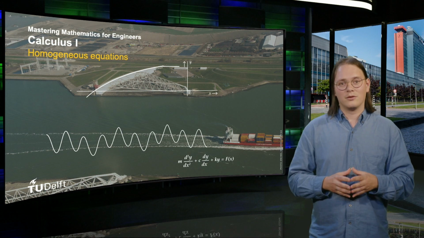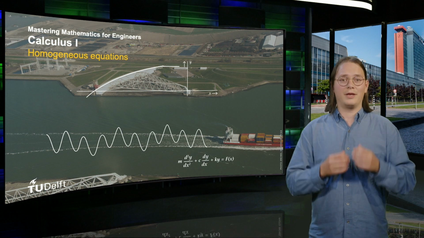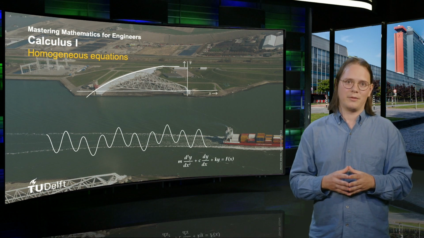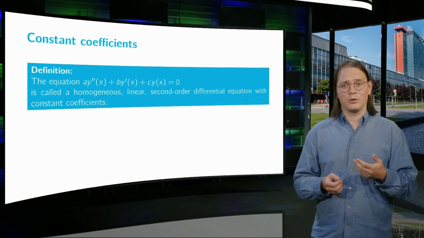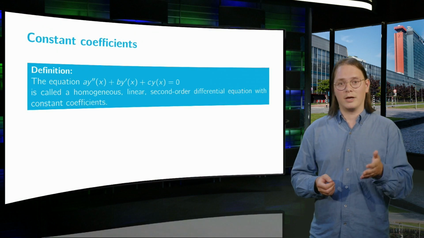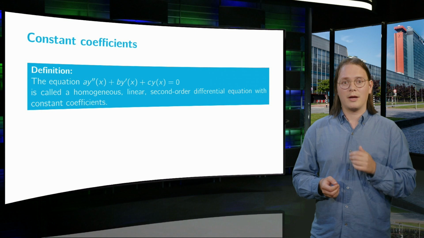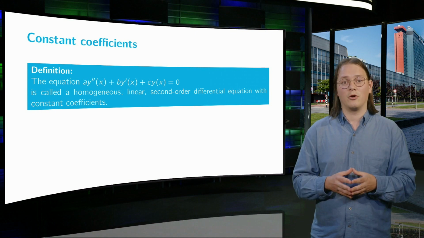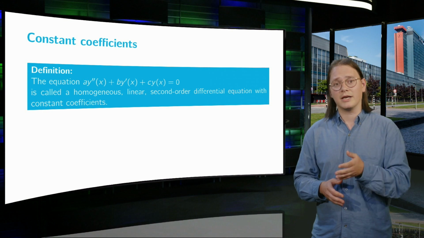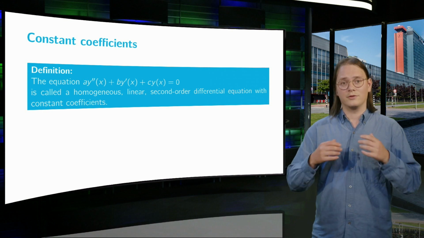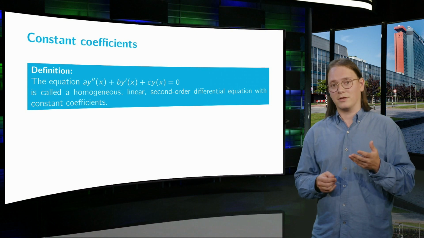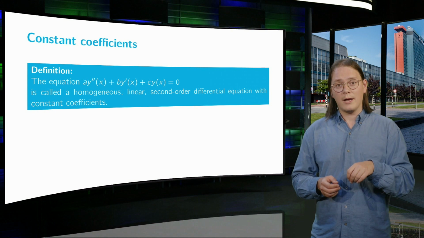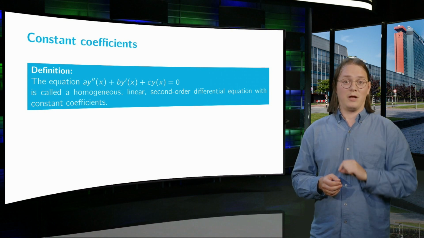Hi there. So far, we have not actually solved any second-order differential equations. Think of the simplest example you can come up with. Likely, your example will be of the form a times y double prime plus b times y prime plus c times y is equal to 0. Such an equation is called a homogeneous, linear, second-order differential equation with constant coefficients. This is because the coefficients a, b, and c not only do not depend on y, but they do not depend on x as well.